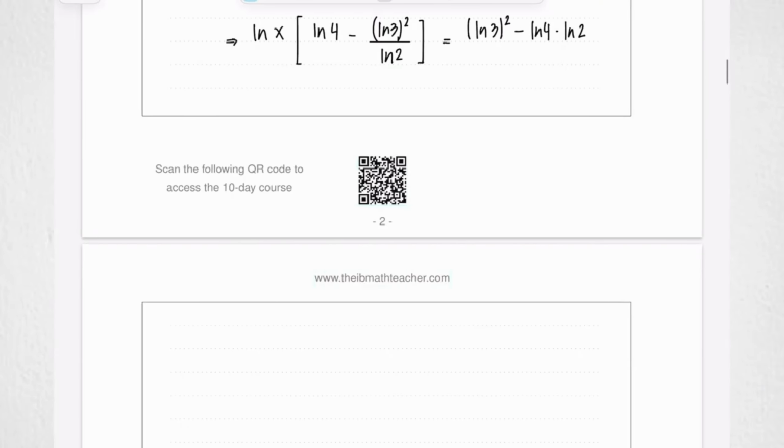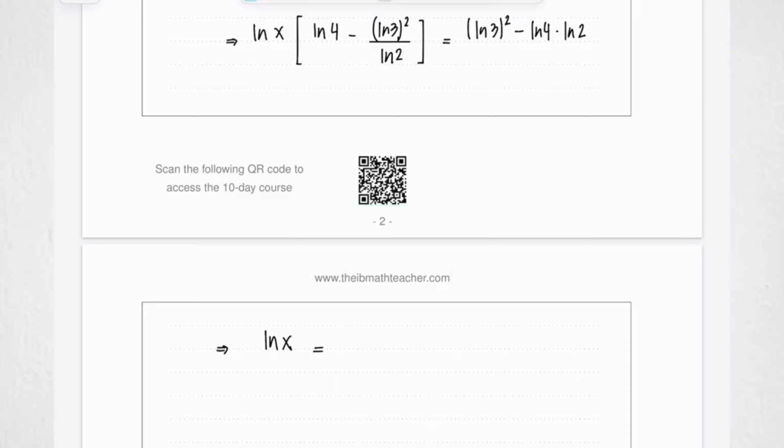Now when you get to this in an IB exam, you're probably thinking about giving up or that something is off. But trust me, we're going to get some friendly numbers as results. Let's just continue. Dividing both sides by ln of 4 minus ln of 3 squared over ln of 2, we get ln of 3 squared minus ln of 4 times ln of 2 over ln of 4 minus ln of 3 squared over ln of 2.